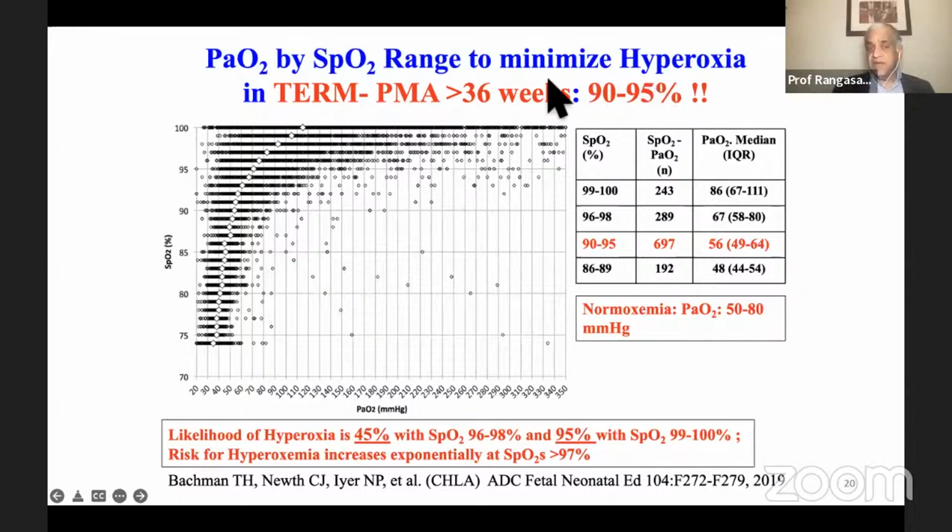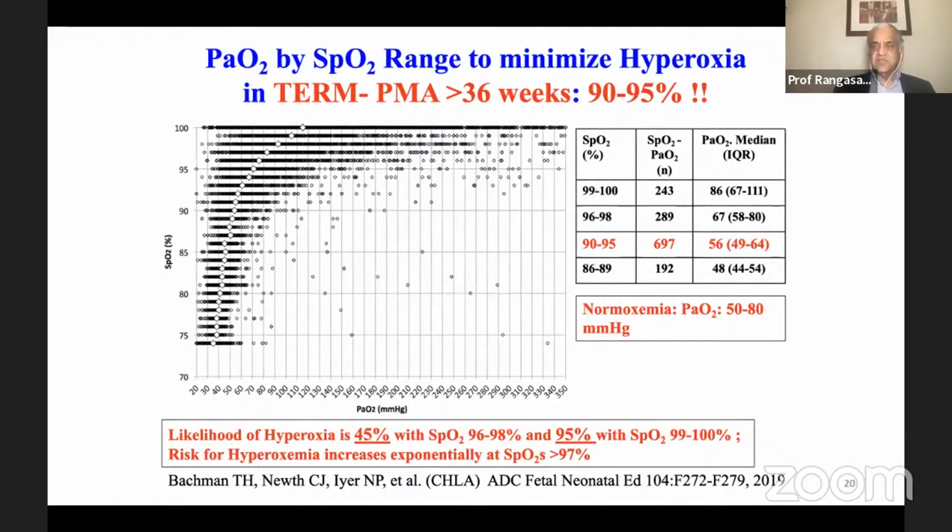That's why we use saturation. This is a study by Tom Bachman and Prabhu Iyer from CHLA, from our division, looking at PaO2 over saturation. They show that when the saturation by pulse oximeter is 99 to 100, SpO2 and PaO2, 243 samples, the PaO2 median, look at the interquartile range, 67 to 111. There is no way you can have a saturation of 99 to 100 and say, I'm going to avoid hyperoxia.